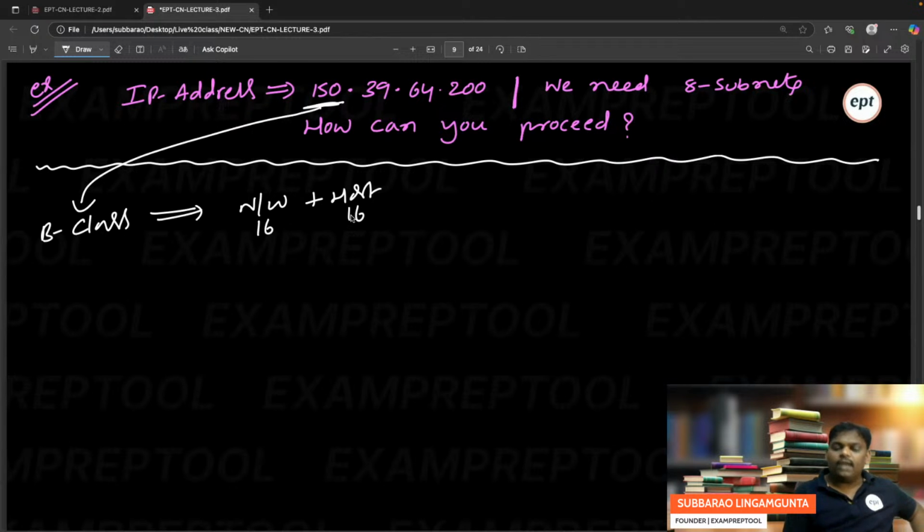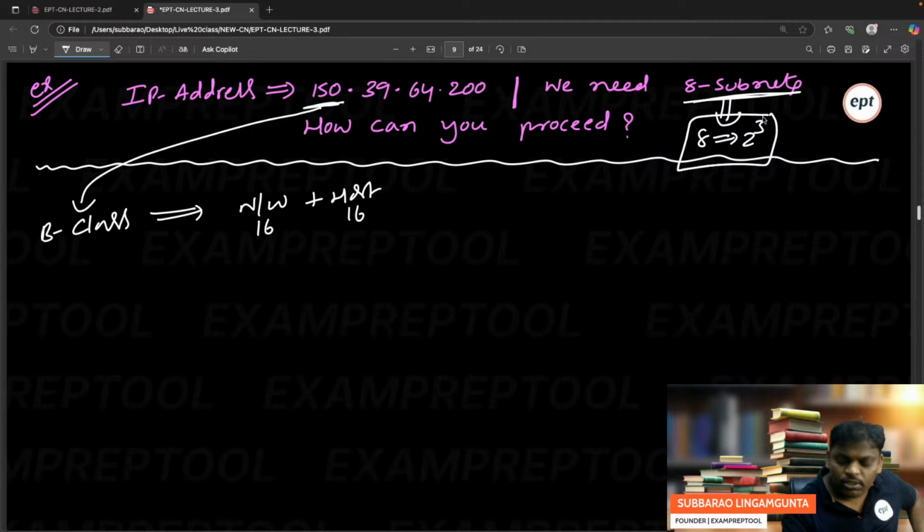Because it is a class B, network part is 16, host part is 16. But remember everyone, only in the host part can I do something for the subnets. If you want 8 subnets, 8 can be written as 2 cube, meaning 3 bits for subnets. So these 16 bits of the network part do not change, but the other 16 have 2 parts: subnet purpose and host purpose.